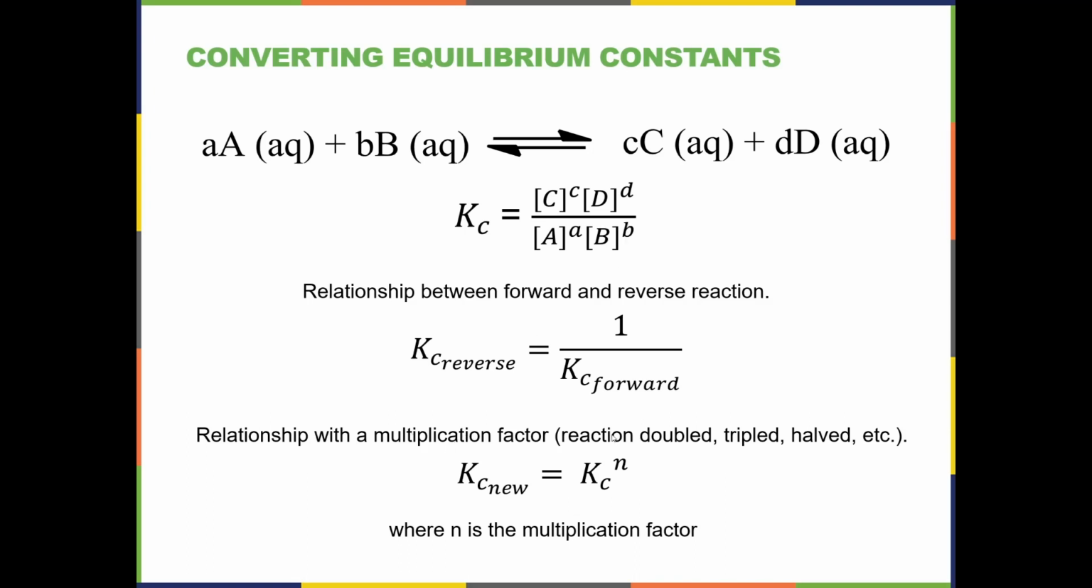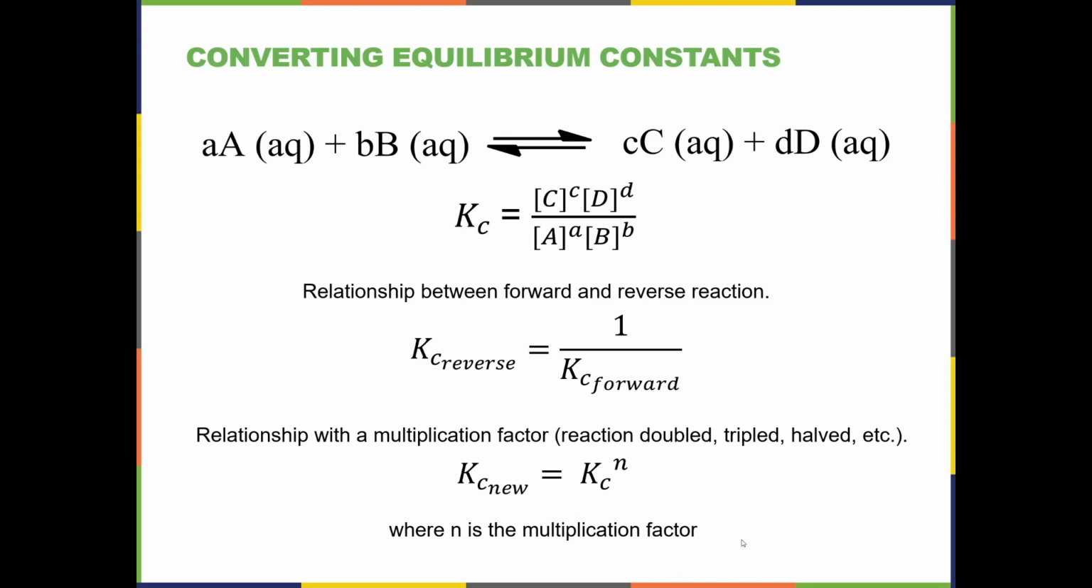What about a multiplication factor? Let's say that we wanted to double this reaction. So 2 of these, 2 of these, 2 of these, and 2 of these, assuming they're all 1 to begin with. Well, if we were going to double all of them, we would have to double all of the exponents. In order to double the exponents, we need to raise this power to the n. So the Kc of the new reaction with a multiplication factor, double, triple, halved, whatever, is the original Kc raised to the n power, where n is the multiplication factor, double, triple, whatever the case may be.